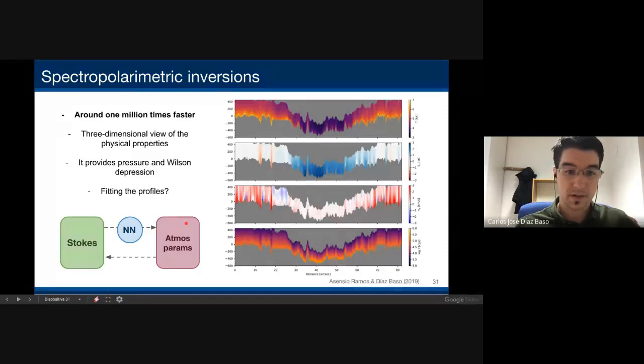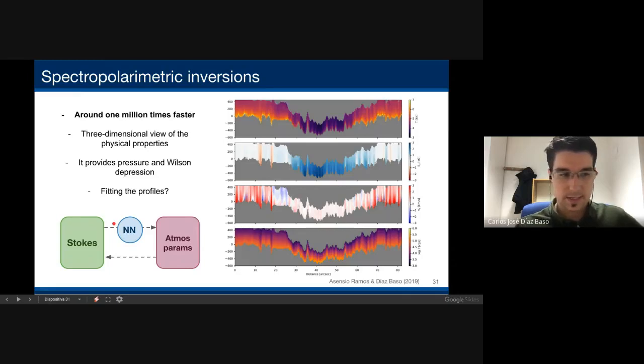What we have tried recently is to close this cycle with a radiative transfer code and evaluate how these pixels have been fitted. We can improve the performance of the neural network by doing this cyclic approach.